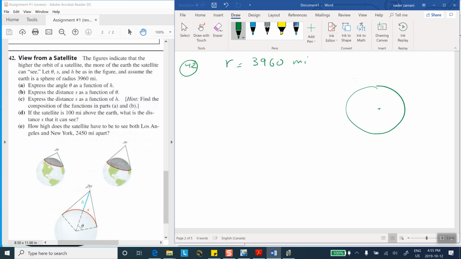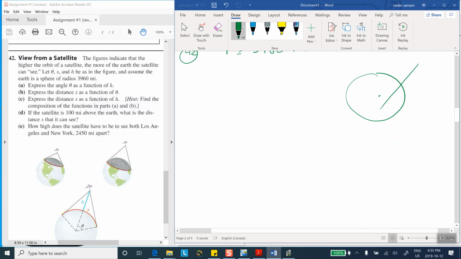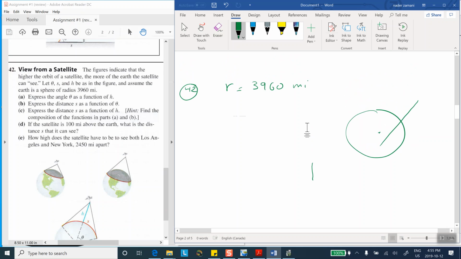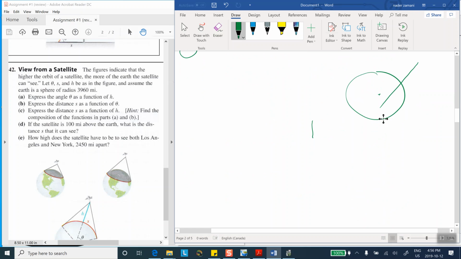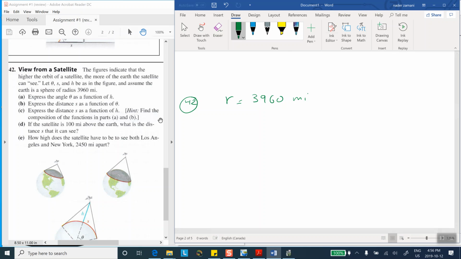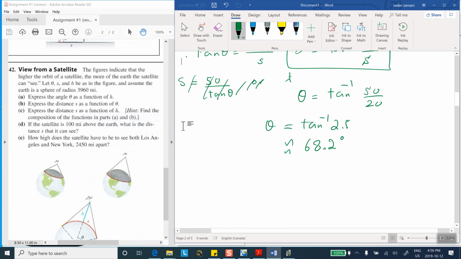So we have this diagram here. There's the Earth. Think about it as a two-dimensional drawing. Wait a minute, what happened here? Erase this, erase that. Okay, let's try it again.